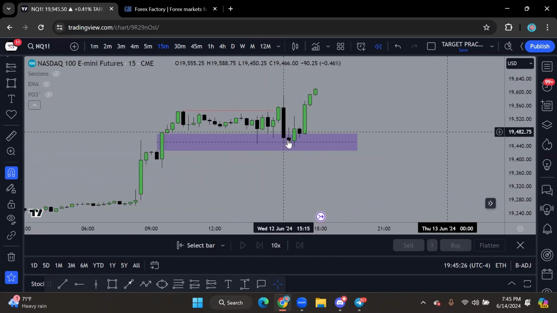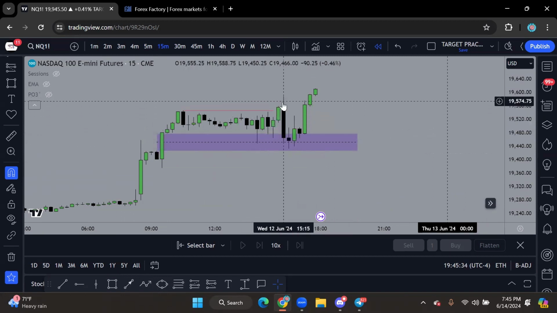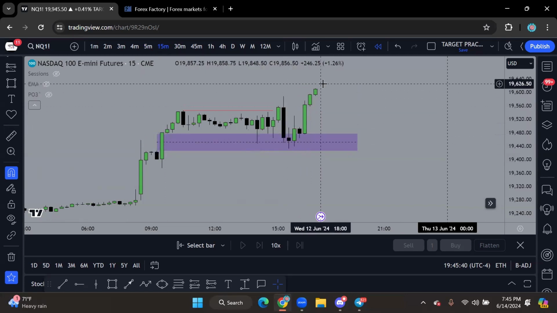And what does price do? We trade down into it. We start to respect it. At 2 o'clock, we trade down. At 2:30, we trade down into it. Going later in the afternoon session, price consolidates for a little bit and then it starts to explode higher.